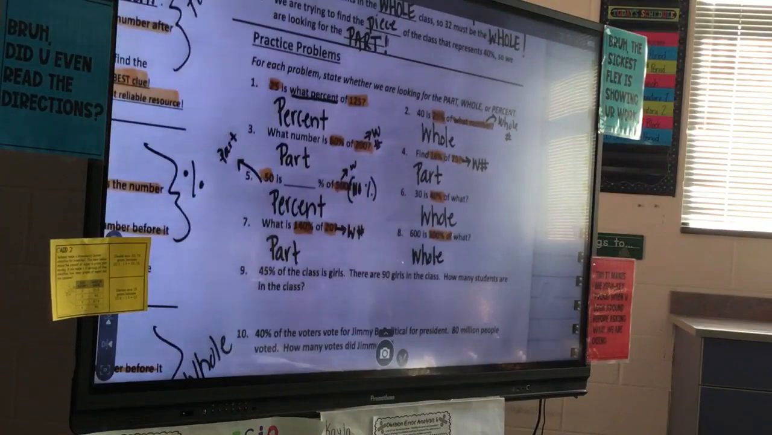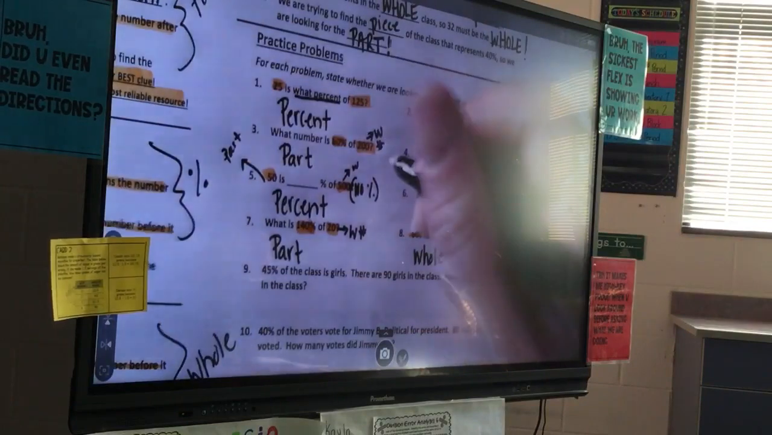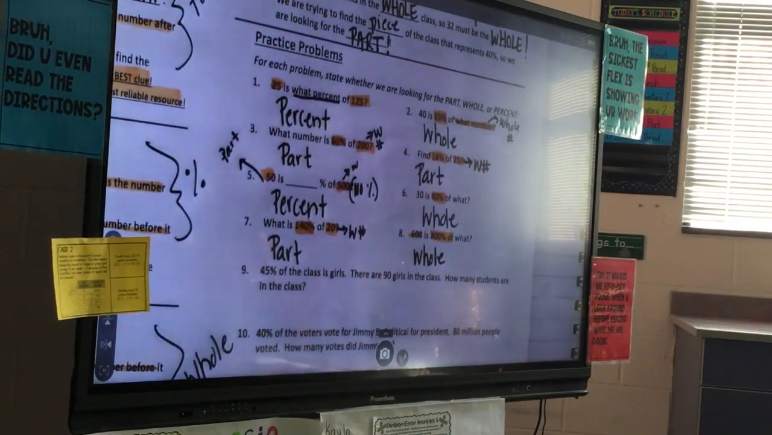600, is it before the percent or after the percent? Silas H. Is the 600 before the percent or after the percent? Which tells me it's what? It's the part.